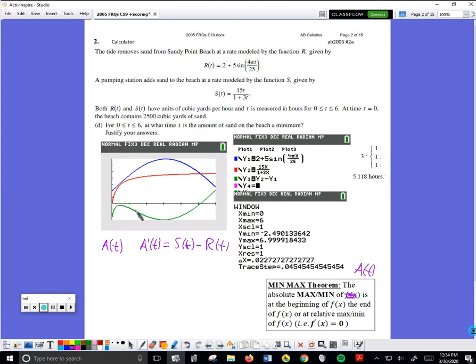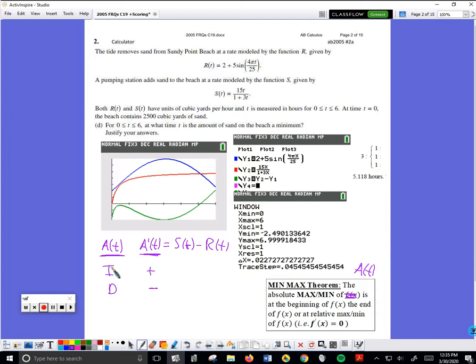So here's the rate at which A is changing. The chart says when A prime is negative, all these different values of A prime are negative. The rate at which the sand on the beach is changing is a negative number. So when A prime is negative, A is going down. When A prime is positive, A is going up.